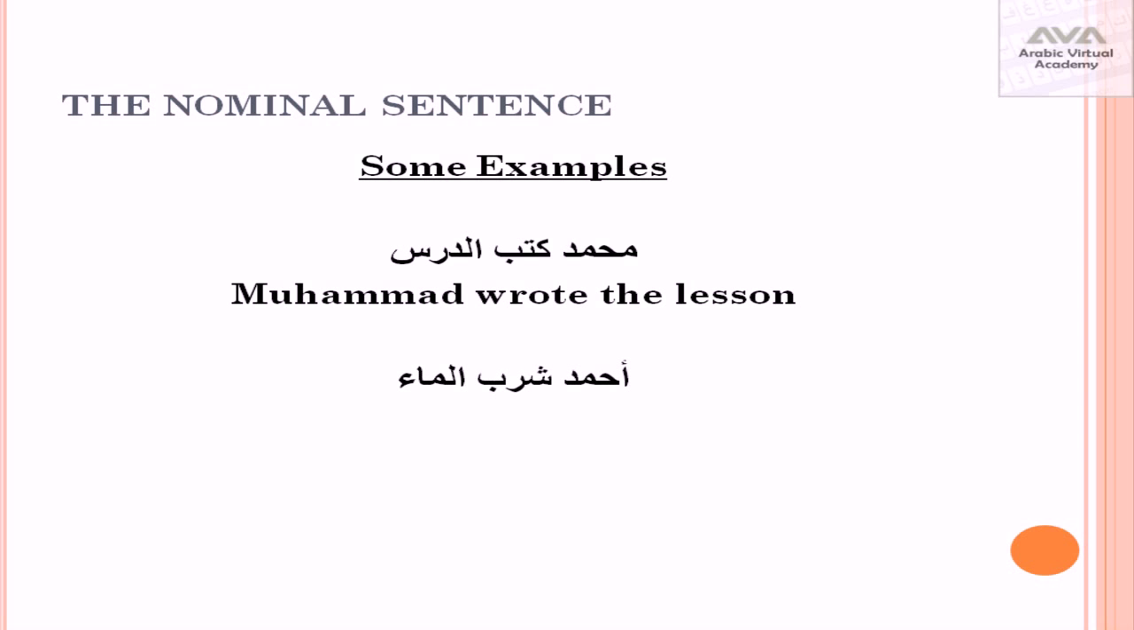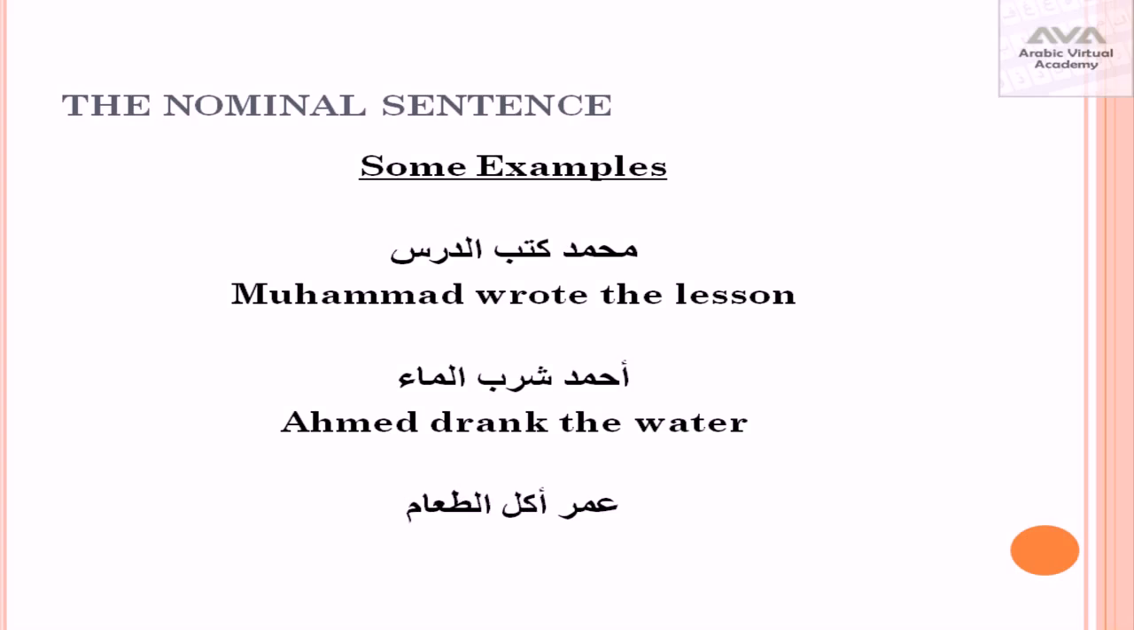Likewise, the second sentence: Ahmed sharib al-ma. Ahmed is the noun. Shariba, he drank. Al-ma, the water. And Umar akala at-ta'am. Umar is the noun. Akala is the verb, he ate. At-ta'am is the food. So you see in all three of these sentences, we began each sentence with a noun.